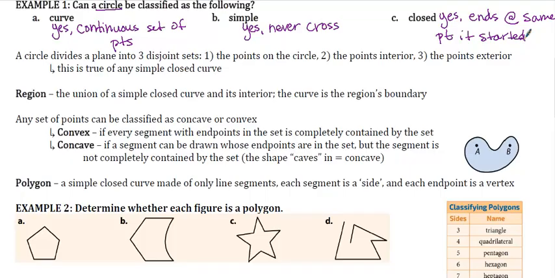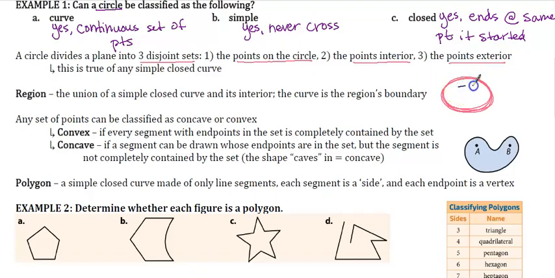Next up, some more info here. Let me change up colors a bit. A circle divides a plane into 3 disjoint sets. I hope you're catching on that everything divides stuff into 3 parts. There's the points on the circle, so really the circle itself, the points interior, and the points exterior of the circle. But this is also true of any simple closed curve. So here, 1 is the points on the circle. The circle itself, any of those points are one set.